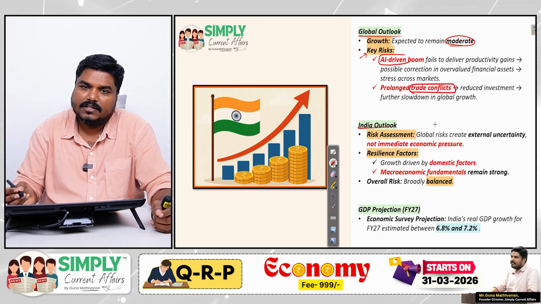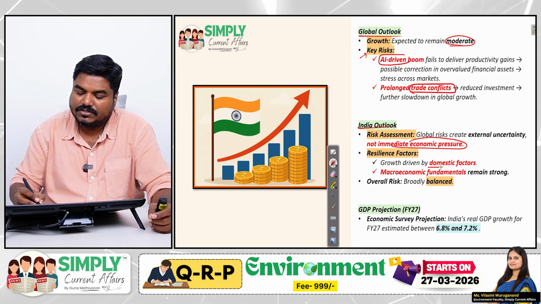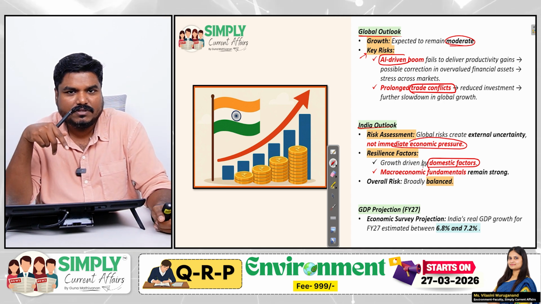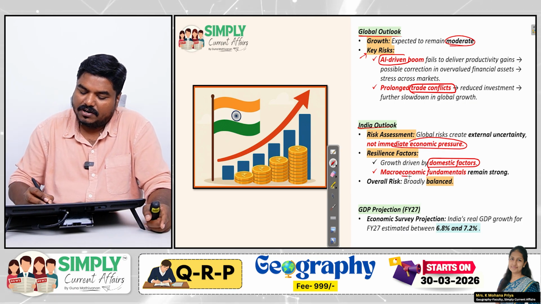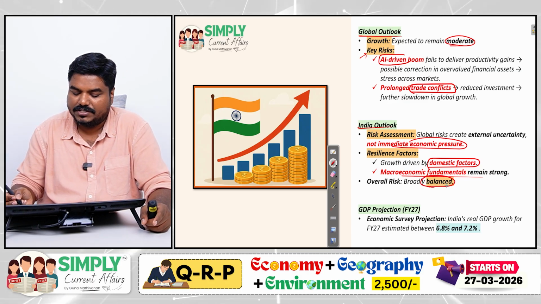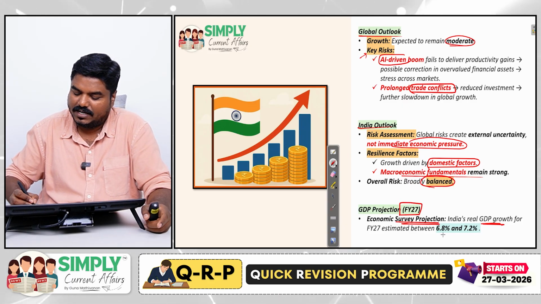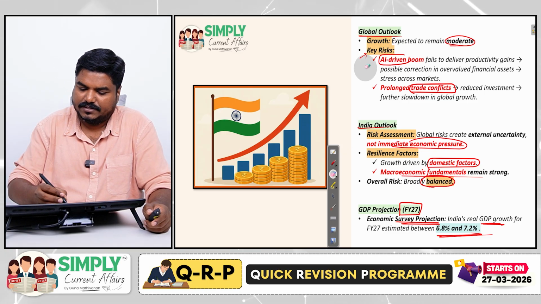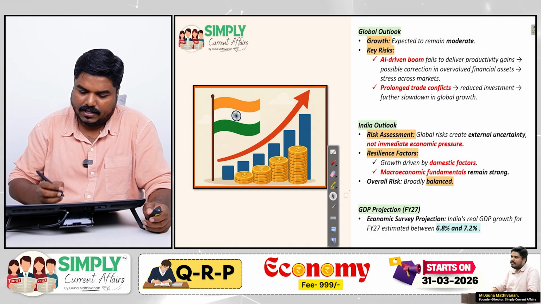For India, the survey says that there is no immediate economic pressure. We have strong domestic factors, because India's economic growth is not because of other countries; predominantly it is because of our private final consumption expenditure. So domestic factors are strong, macroeconomic fundamentals are strong. Overall, our risk is balanced, so we need not worry much. For the financial year 2027, the economic survey projects growth at almost 7%. Right? So this is regarding chapter 1.